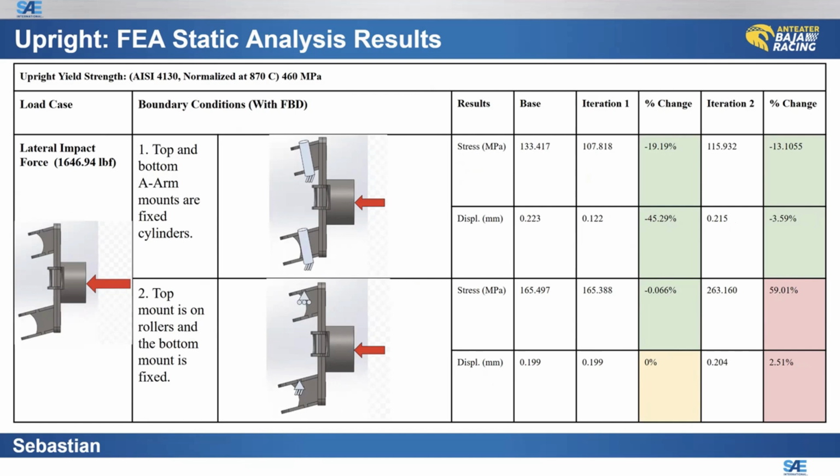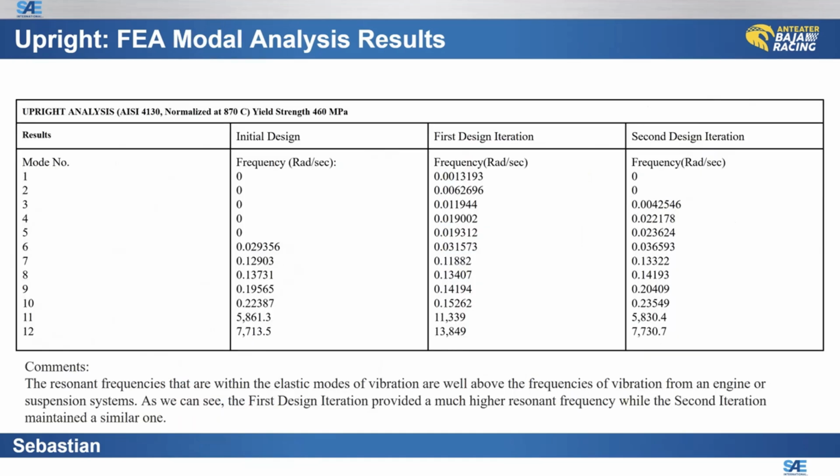I've also utilized fixed cylinder conditions for the given boundary condition, as well as fixing the bottom tab and putting the top one on rollers as another boundary condition. From the modal analysis, we can see that there is no risk of engine vibrations causing any resonance on the upright, as an engine produces roughly between 100 and 600 radians per second vibrations.